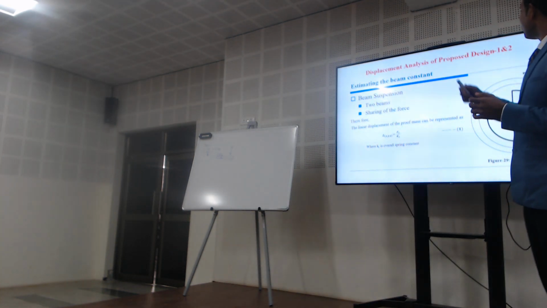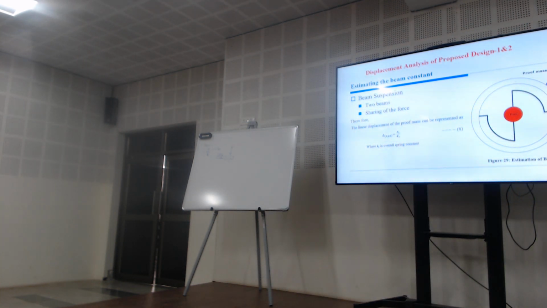In that, first is the estimation of the beam constant. Here I have one structure. This is also my own structure. This is my proof mass. Proof mass means where we apply a force. And this is the suspension beam structure.